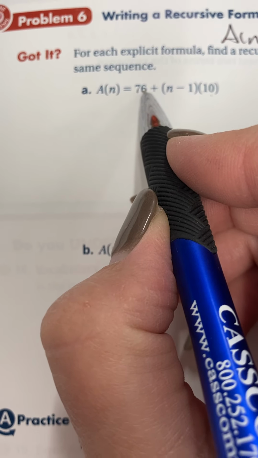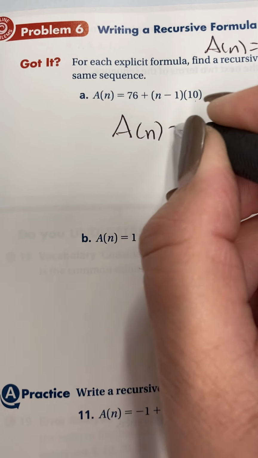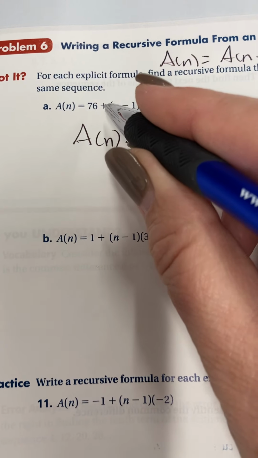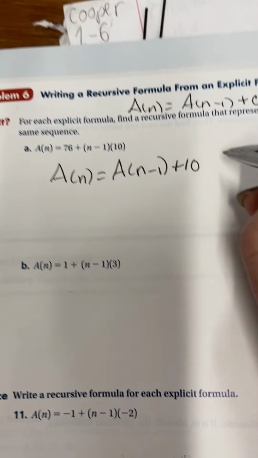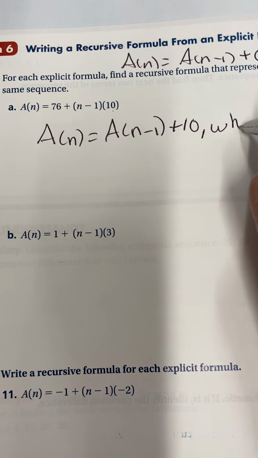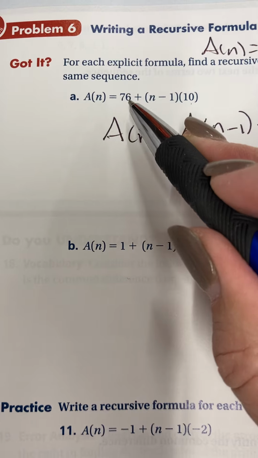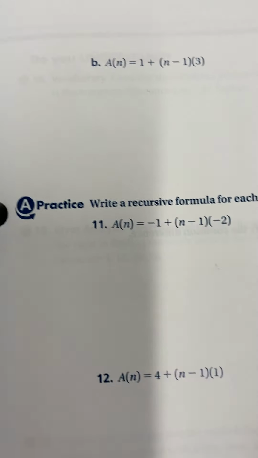So remember, this is our first term, this is our common difference. All right, so you'll write this is your recursive formula. All right, now I'm ready to input my common difference. To get from one term to the next, I'm adding 10, and then you will write where the first term in this sequence is 76. All right, so you can try those, see how you do.